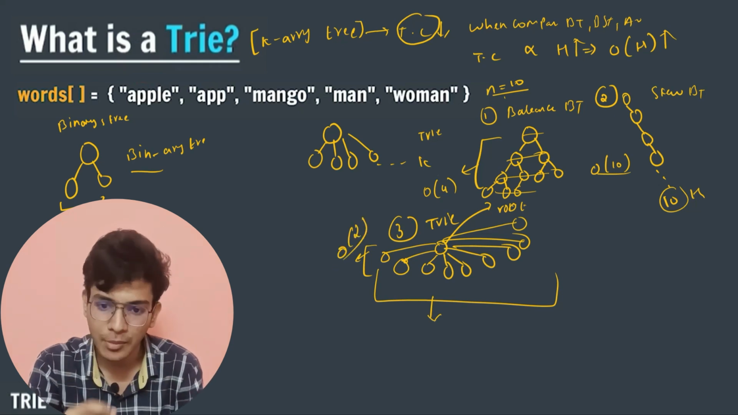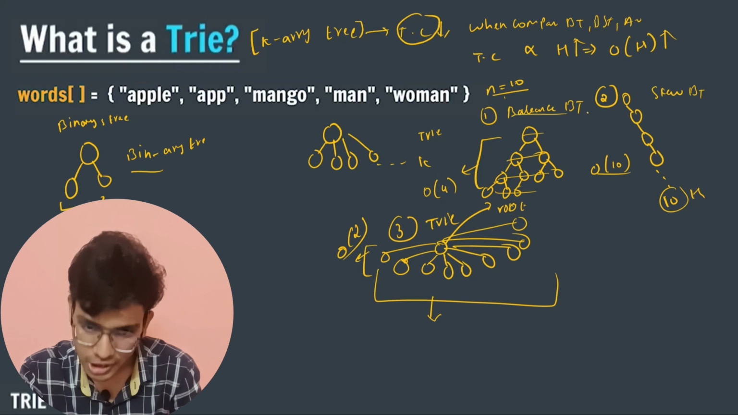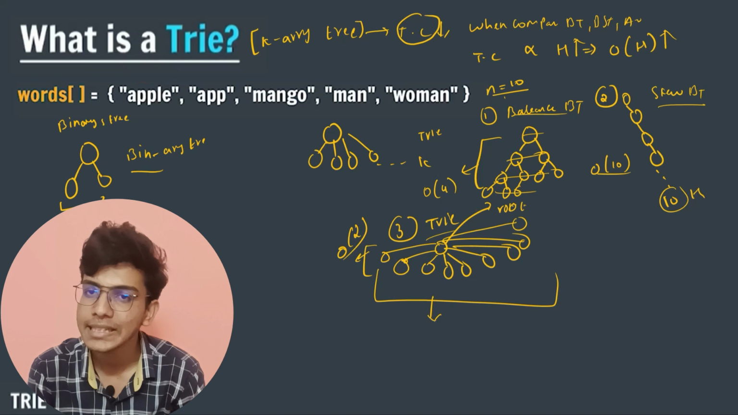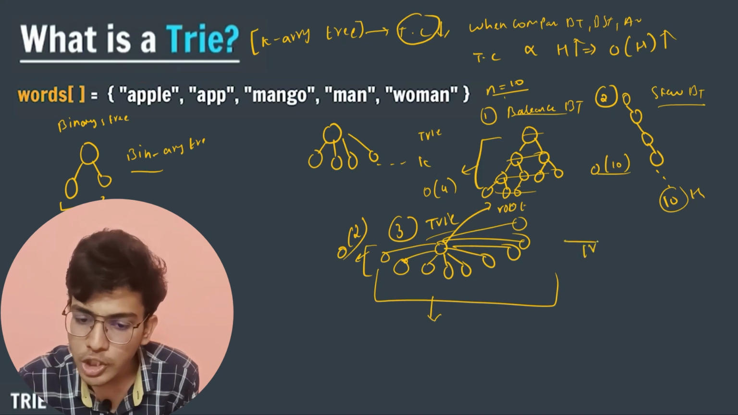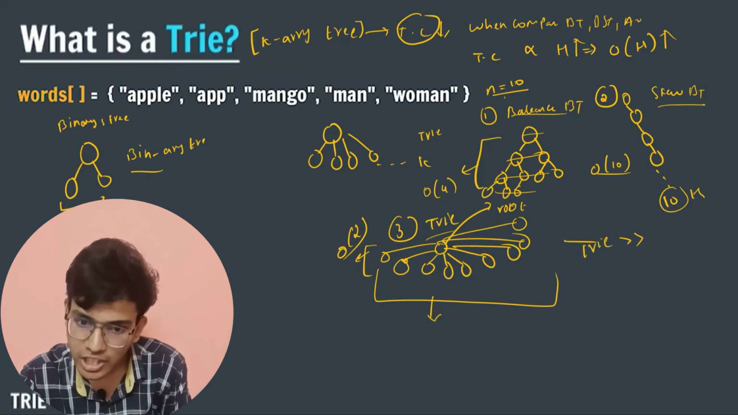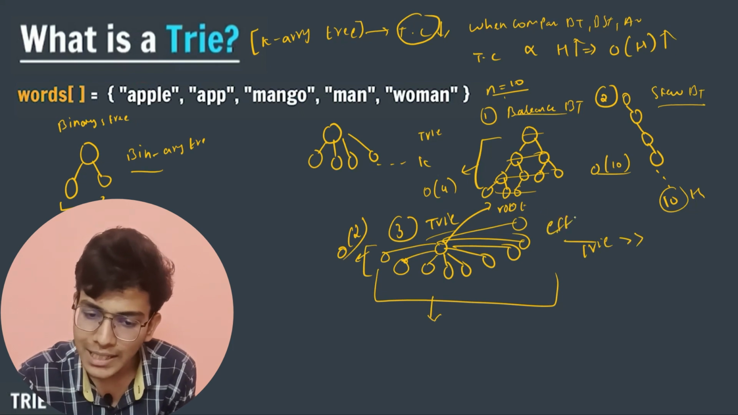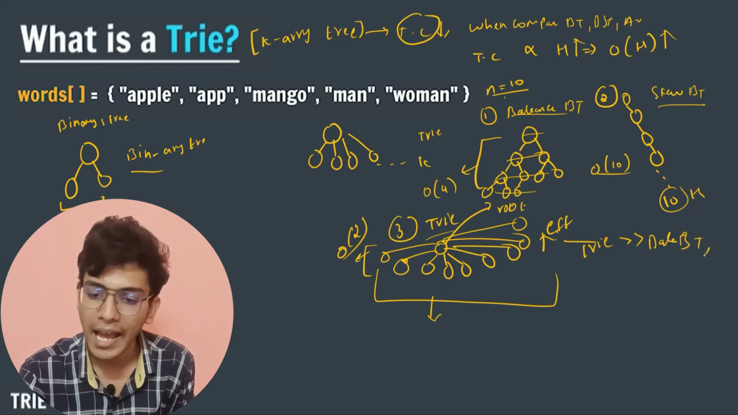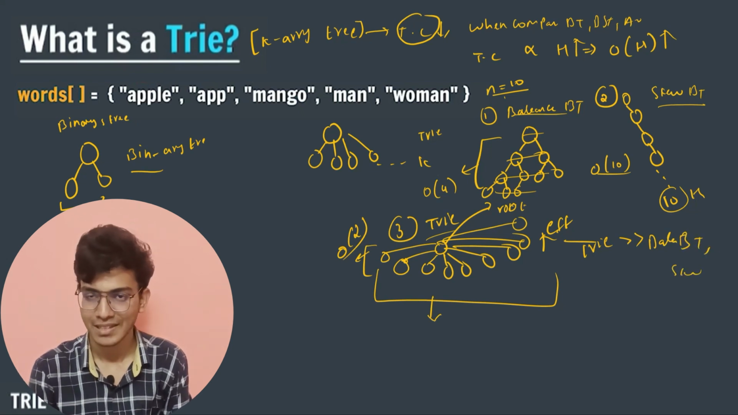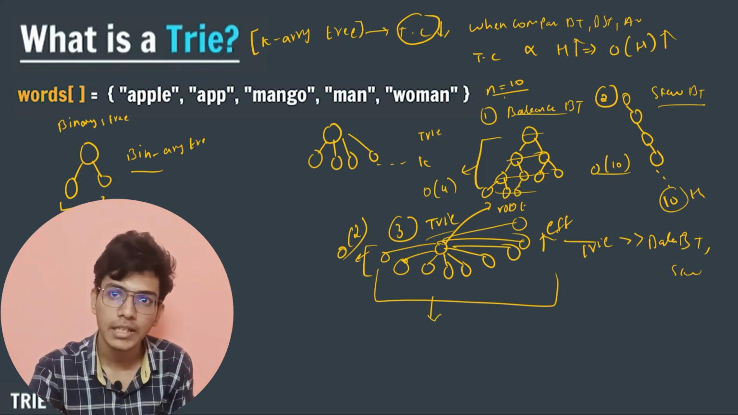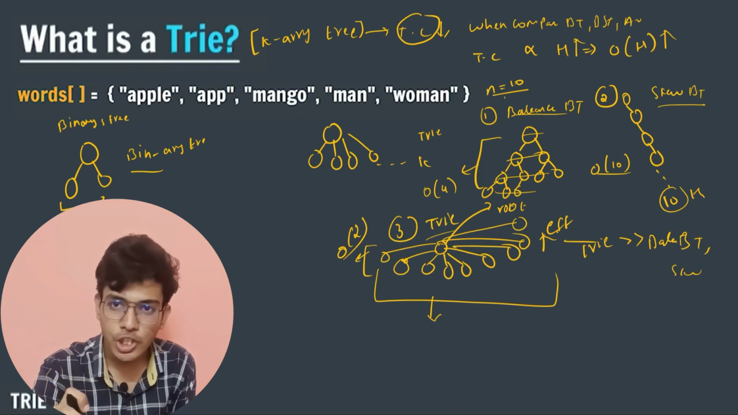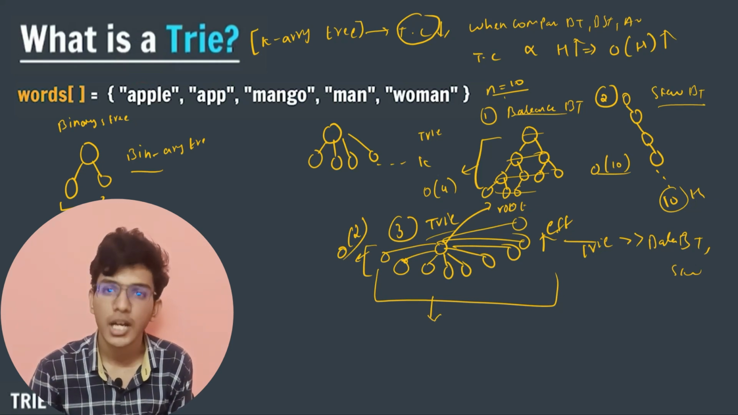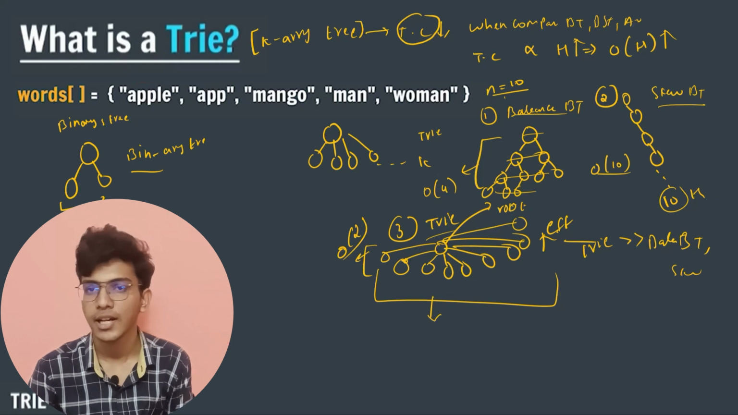So which one is efficient among these three, between a balanced binary tree, a skew tree and a trie? You can clearly see that the trie is much more efficient. The efficiency of a trie is much higher when compared to a balanced binary tree and a skew tree, right? Because of this property, the retrieval, the searching, whatever operations we perform will become so efficient, right? I hope you have understood.